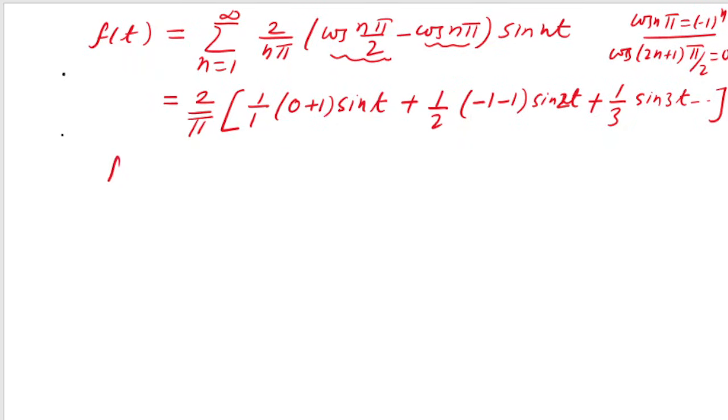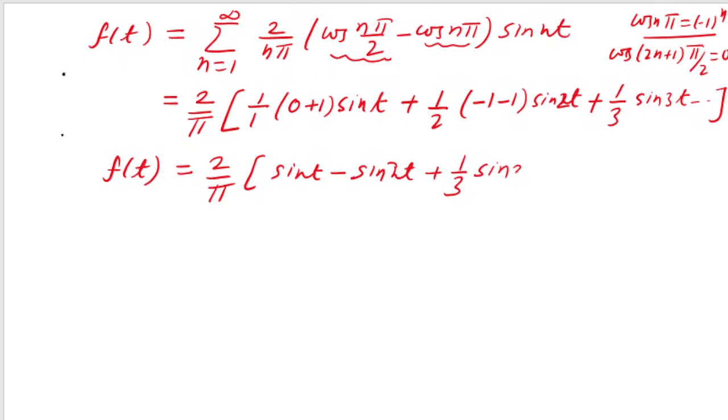So if I write f of t, the final answer, let me write in the best form: I will get 2 by pi. The first term I am getting sine t, the next term I am getting minus 2 by 2, so that will cancel, so I will get sine 2t. Then the next term will be 1 by 3 sine 3t, and so on, right?